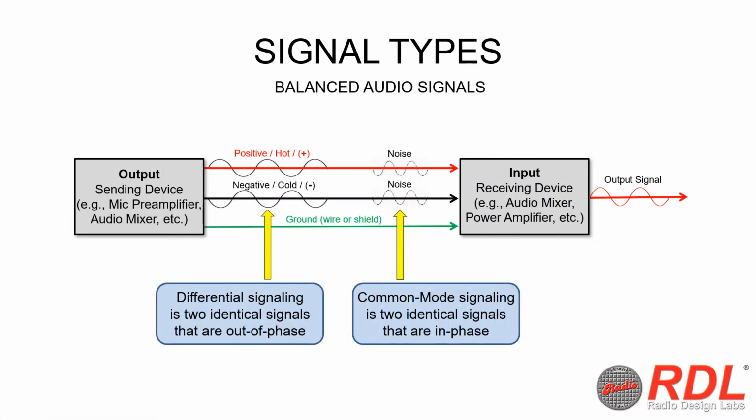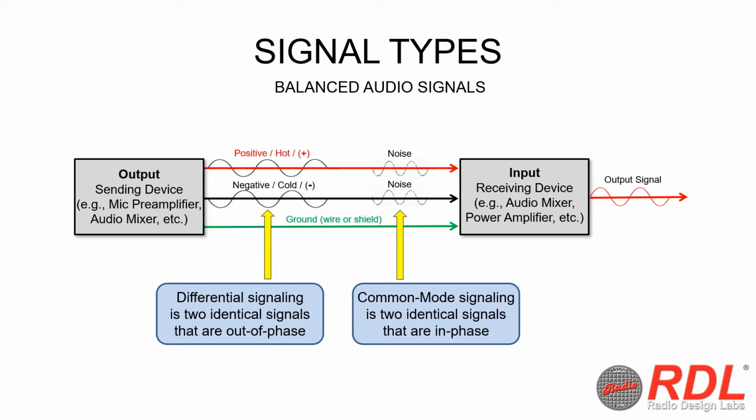Let's start with balanced audio signals. Similar to an antenna, audio cables are susceptible to noise caused by electromagnetic interference, which includes ground noise or hum, and the longer the cable, the greater potential for induced noise. Balanced signals, which can be mic or line level, have great immunity to noise and interference. So how do they do this?